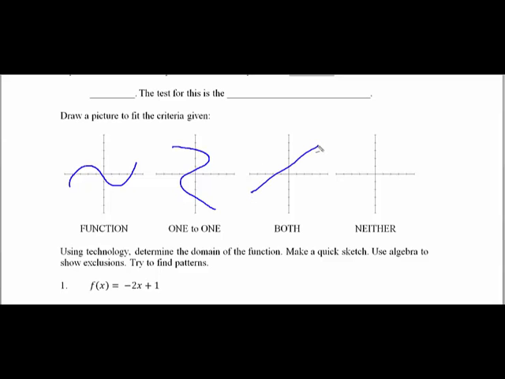Both would be a kind of straight line that would not actually undulate like these curves. This straight line, I try to draw it straight. This straight line, as long as it's not horizontal nor vertical, it is both one-to-one and a function. And neither would be any kind of circle or loop or something that would double back on itself in both ways, horizontally and vertically. This is an example of something that is neither a function nor one-to-one.